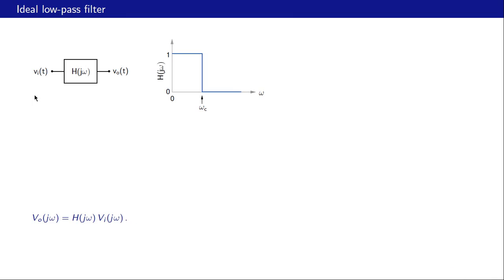Let us now look at how a low pass filter is represented. In particular, we will look at an ideal low pass filter first. The transfer function of an ideal low pass filter looks like this. H of j omega is 1 up to omega c, and beyond that it is 0. And the output of the filter is given by, in the frequency domain, H of j omega times Vi of j omega.